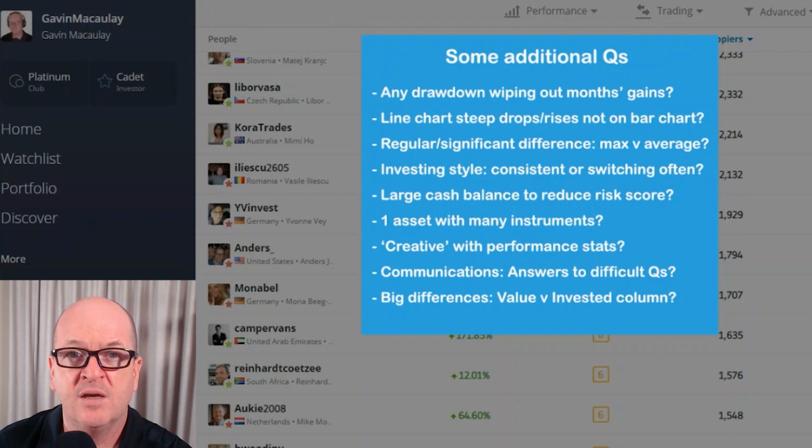Is the PI being, quotes, creative with how they present their performance stats? Does the PI maintain clear quality communications with copiers? Do they answer difficult questions? And do the value column numbers vary greatly from the invested column, which results in an indication of greater risk to you? As you can see, this is a much bigger issue than can be dealt with in a quick video, but hopefully this is an informative starting point for you.